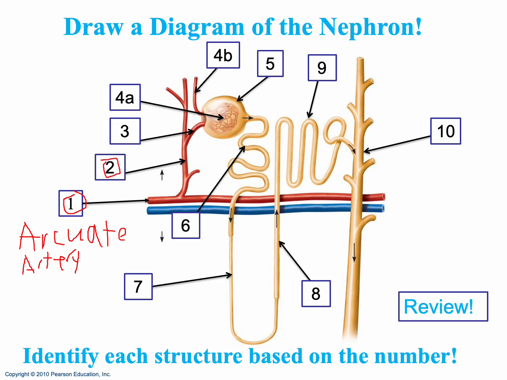Number 2 is another artery. So this is referring to the cortical radiate artery. That's number 2. And again, if you can't read the handwriting, you'll find the actual terms themselves in the PowerPoint notes.